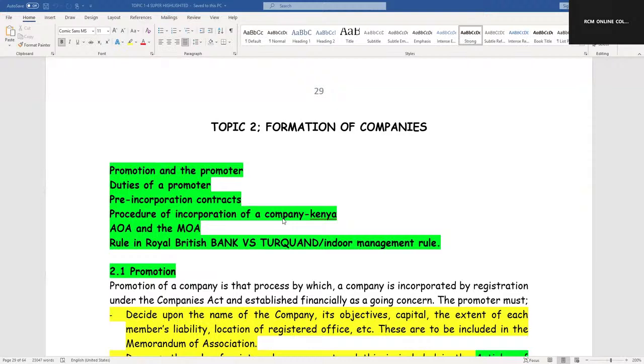Then we'll come across another very famous case law in company law. The first one was Solomon versus Solomon, where we saw the exceptions. We'll now come across another famous one in this topic. We call it the Royal British Bank versus Turquand. Sometimes we call it the indoor management rule, or we just refer to it as the Turquand case. We'll see what was provided for under this case law.